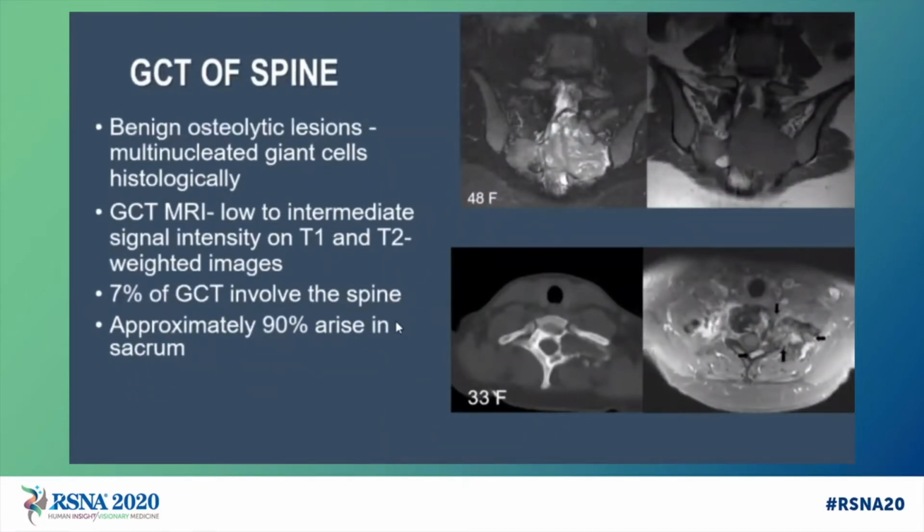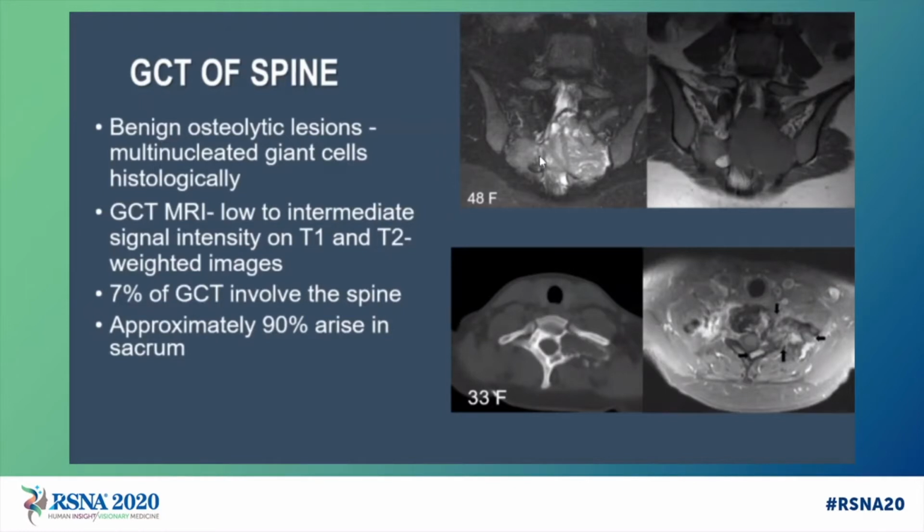Giant cell tumor of the spine, they're benign osteolytic lesions characterized by multinucleated giant cells on histology. Their MR appearance is quite typical, with low to intermediate signal on both T1 and T2 weighted images. And approximately 7% of giant cell tumors involve the spine. And of these, 90% arise in the sacrum, as seen here with this large lesion in the sacrum of this 48-year-old female.